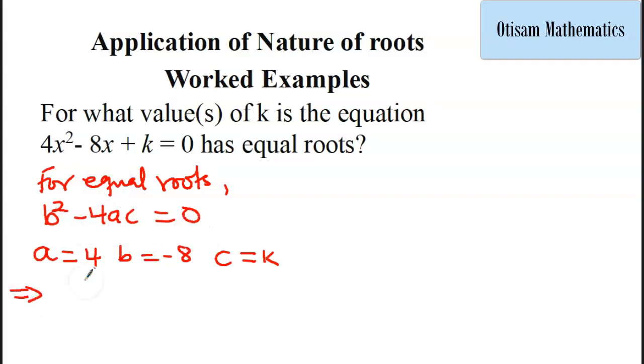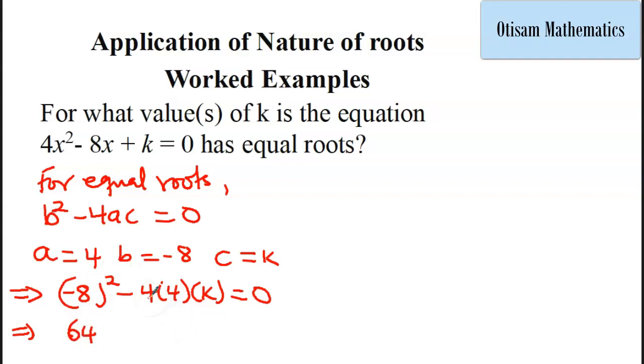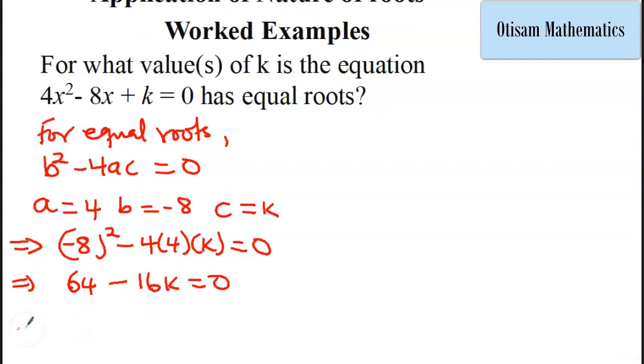So this implies that minus 8 all squared minus 4 times 4 times k is equal to 0. Minus 8 all squared is 64. Then minus 4 times 4 times k gives us 16k, equal to 0. And we want to find k, so we send 16k to the other side. So 64 is equal to 16k.